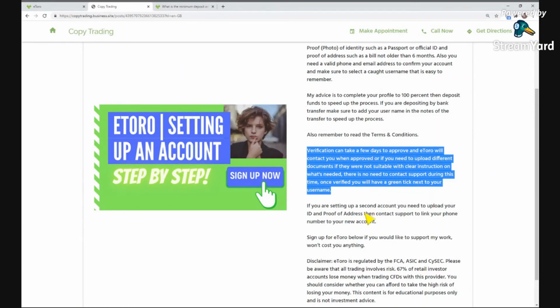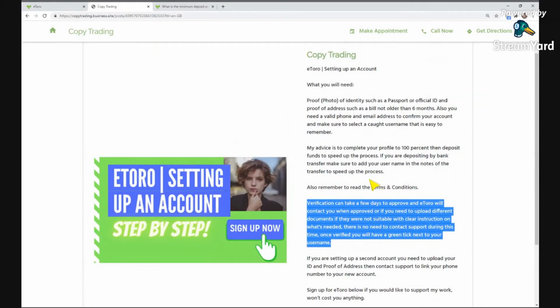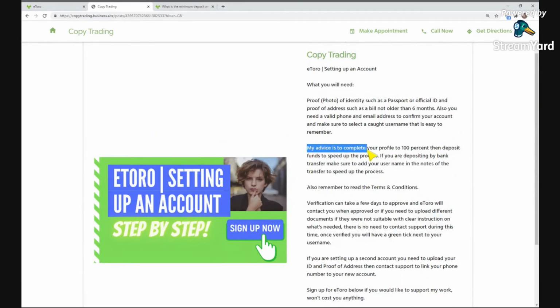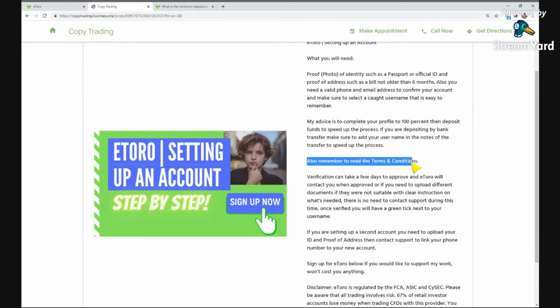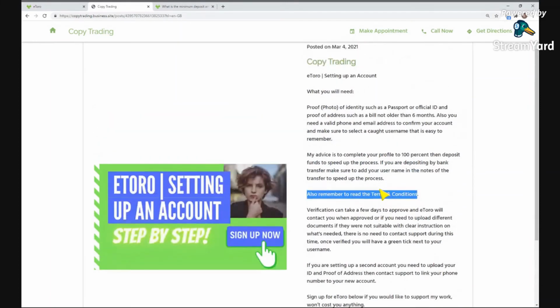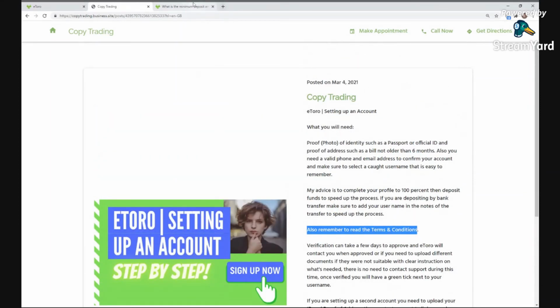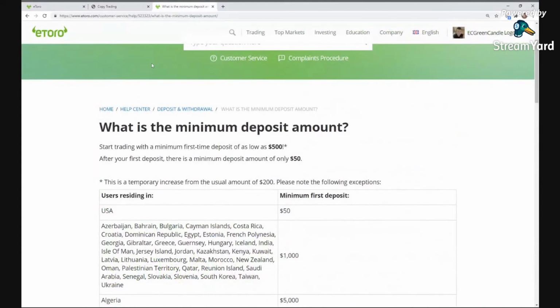Okay? So what I also recommend is to complete your profile like I did to 100% and then deposit funds to speed up your process. Okay? And remember, if you're depositing by bank transfer, make sure to add your username in the notes of the transfer to speed up the process. Because when you send the money to eToro, they can quickly find your account. Okay. And also remember to read the terms and conditions of eToro. Okay, so what I'm going to do next is I'm going to deposit money to speed up the process.